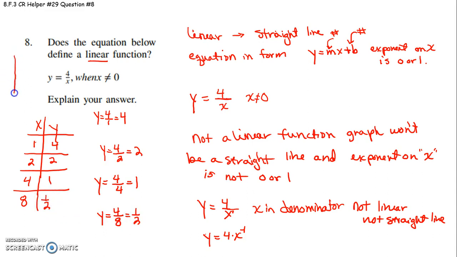So if I wanted to graph that, just a little sketch. Just a quick sketch. So (1, 4), (2, 2), (4, 1), (8, 1/2). As you can see, this is definitely not going to be linear. It's going to be a lovely curve.